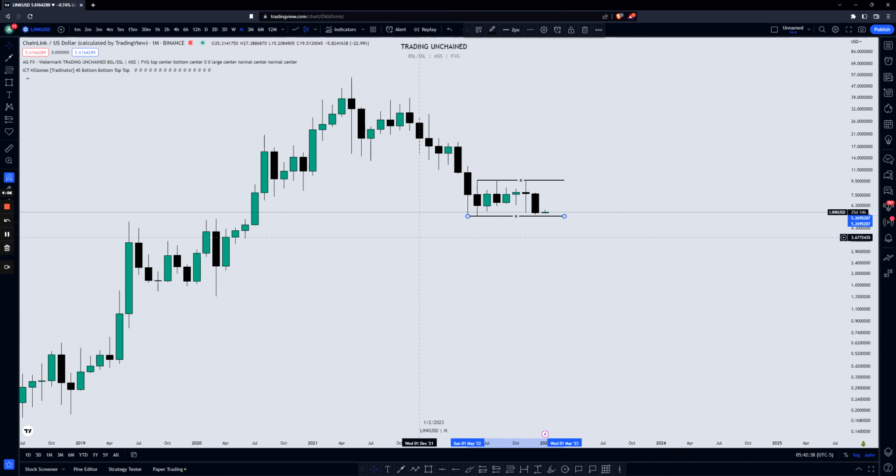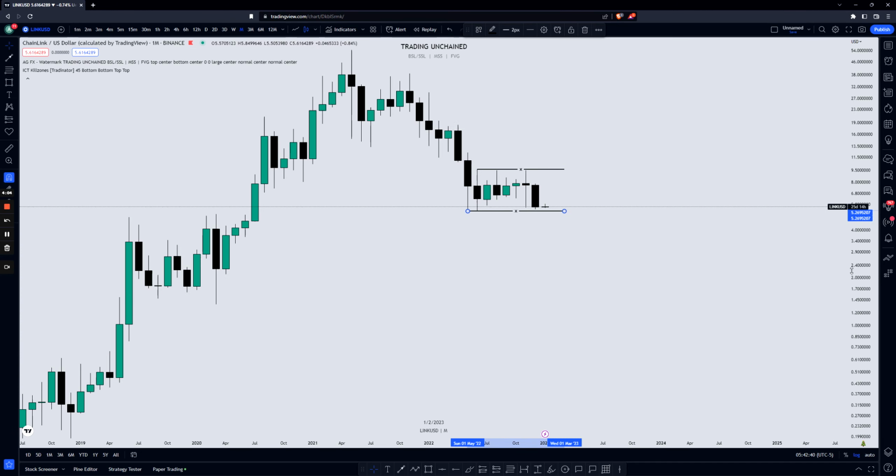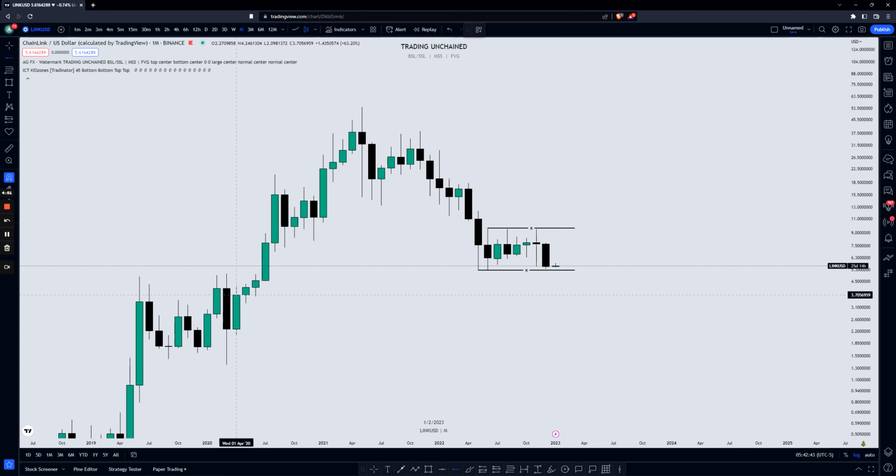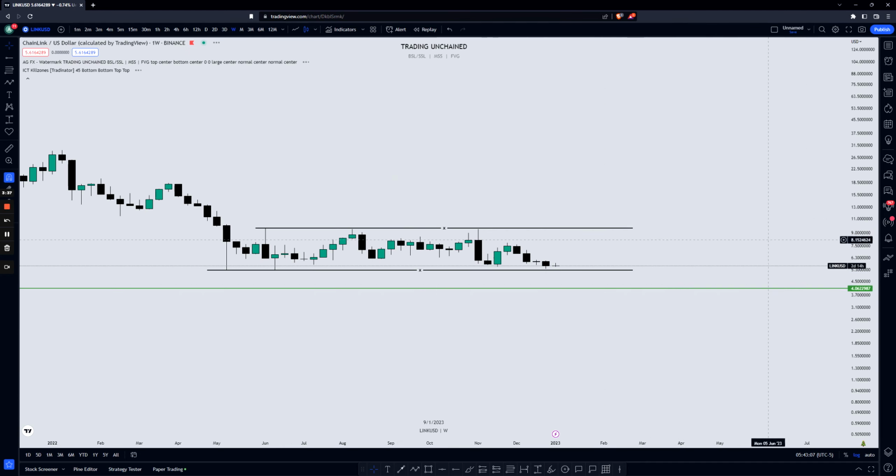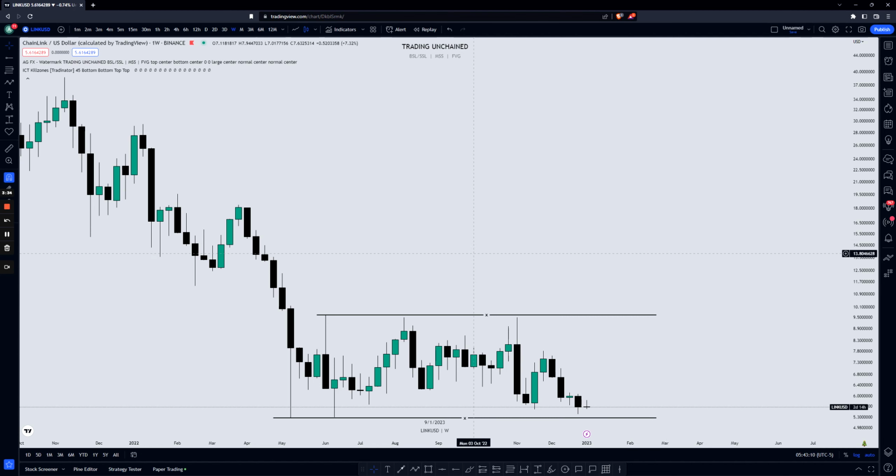Where's the liquidity? Here. So on monthly, what I'd like to see is a push down here, down to 4, and then a breach above. So if the price comes down here, I will be looking for some buys up to at least 9.6. So this means, let's say exactly from here, this would be 140-ish%.